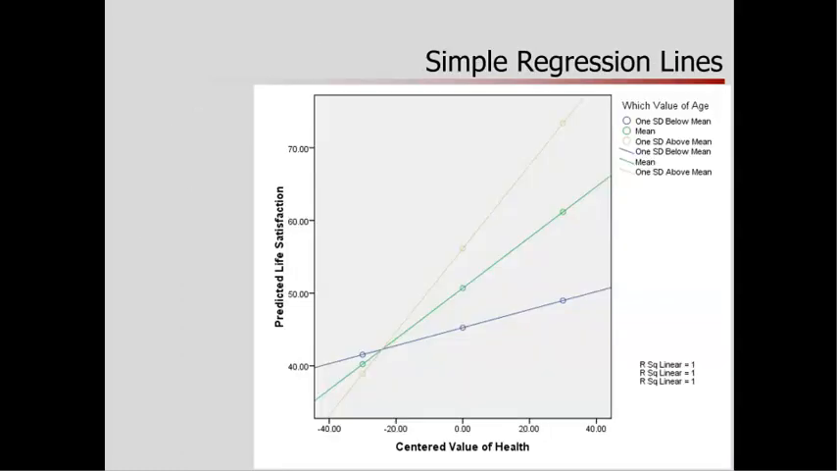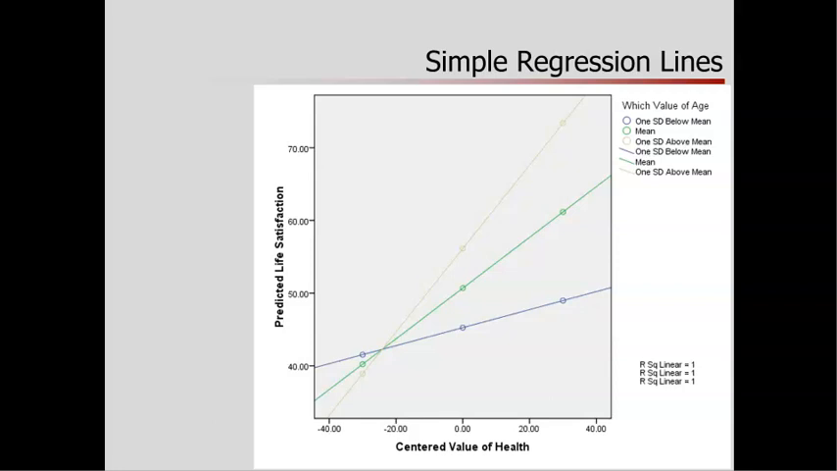We can visualize some of these things. Here's a pretty simple graphical representation. I've just drawn those three lines. So here along the horizontal axis is the predictor X1 centered. And the vertical axis is the predicted value of life satisfaction. And I have three lines. The line in green is at the mean of X2. The line in blue is one standard deviation below the mean of X2. And the line in tan, gold something, is one standard deviation above the mean on X2.